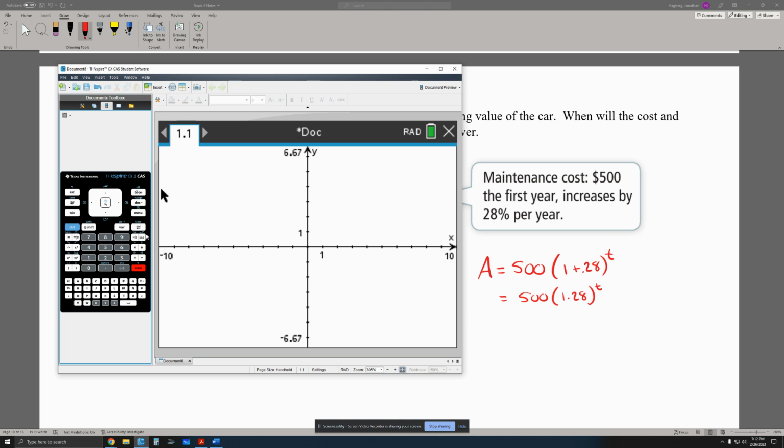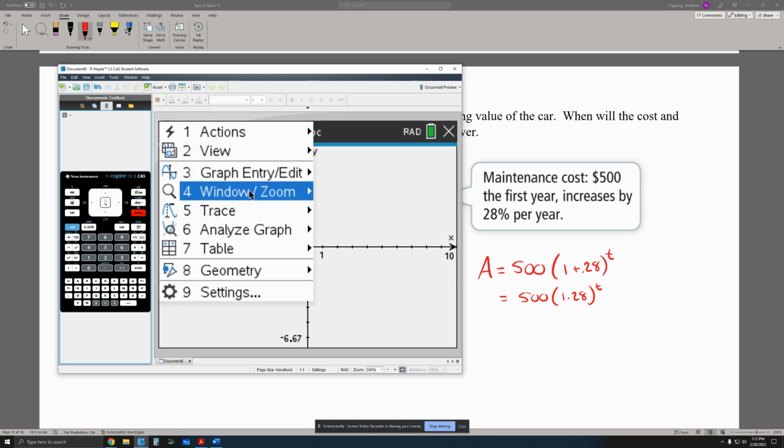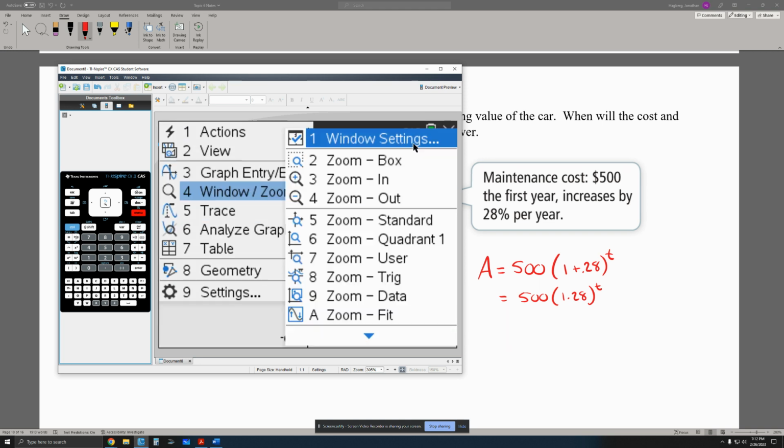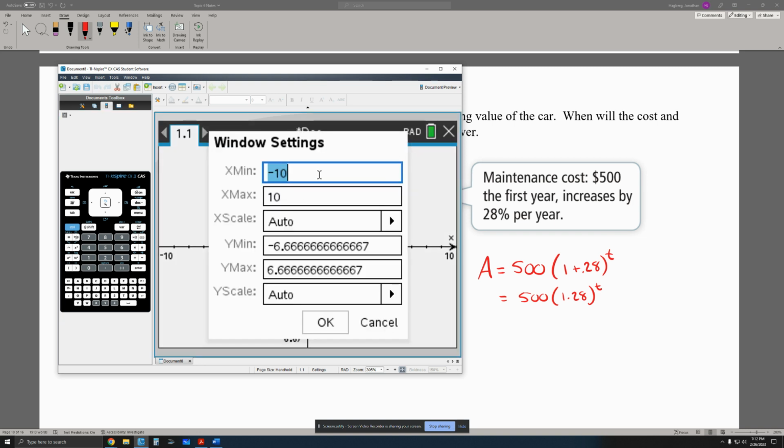Now, I want to see this graph and see what's going on. So I'm going to go to my window settings, and I'm going to define some minimums and maximums. For the minimum, I know that the time is never going to be negative, so we can do something small like maybe -5. I know this is probably going to occur within the first, I don't know, 50 years. So let's go ahead and do 50 years.